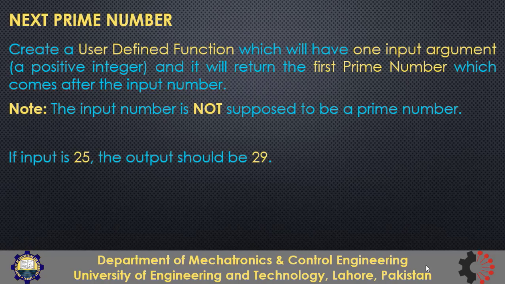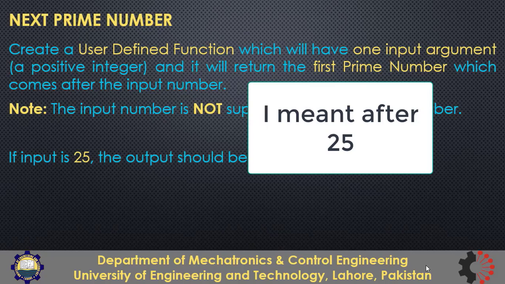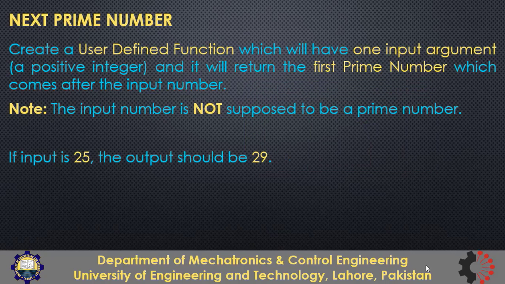For example, if the input number is 25, which is not a prime number, the first prime number after it is 29. 26 is not a prime number, 27 is not a prime number, and so as 28. So the next prime number after 25 is 29. And if the input is 28, again the next prime number would be 29.